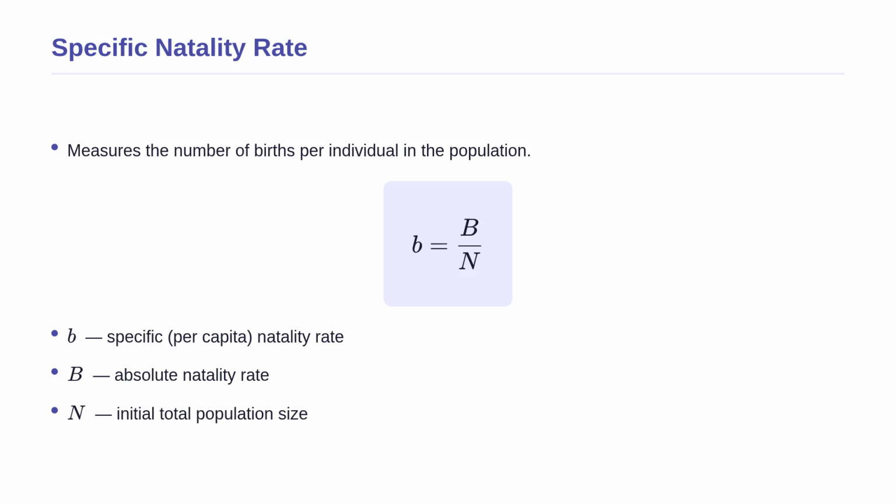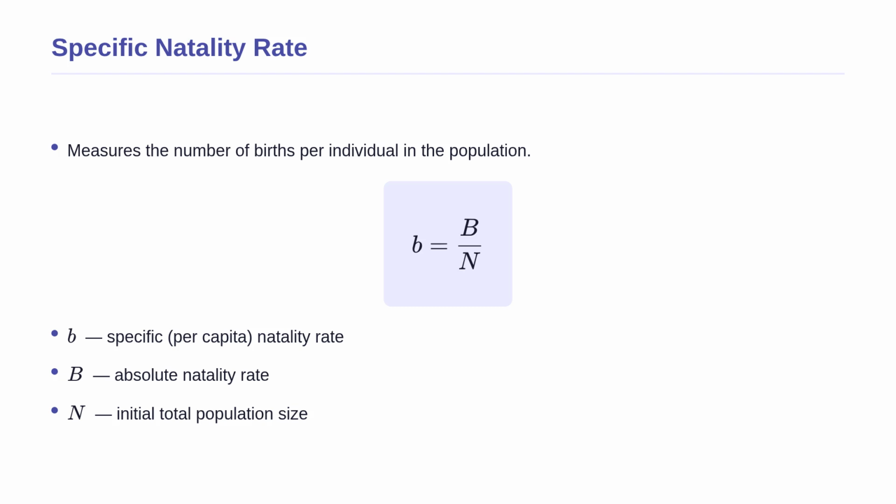While the absolute birth rate is useful, it does not let us fairly compare small and large populations. This leads us to the specific natality rate. Conceptually, this formula takes the total reproductive success and distributes it evenly across every single adult present at the start. The lowercase b represents this specific or per capita natality rate. We calculate it by taking the absolute natality rate, capital B, and dividing it by the initial population size, capital N.